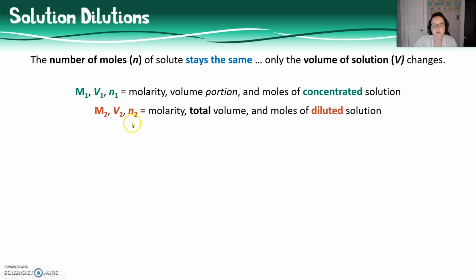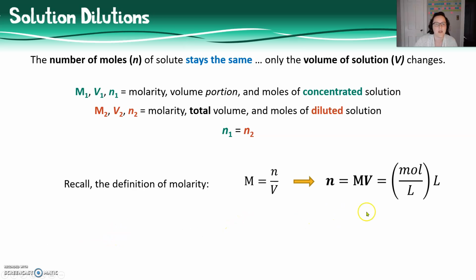Since the moles of solute in the portion of the concentrated solution is the only source of solute in the diluted solution, then the moles of solute in both solutions are the same, or N1 equals N2. So if we recall that molarity is equal to moles divided by volume, and then rearrange this equation, we see that the moles of solute in the solution can be calculated by multiplying the molarity by the volume in liters. Note how liters cancels out, leaving only moles.